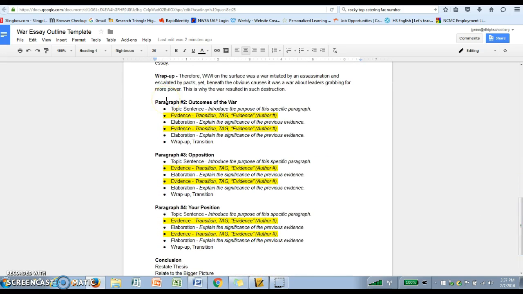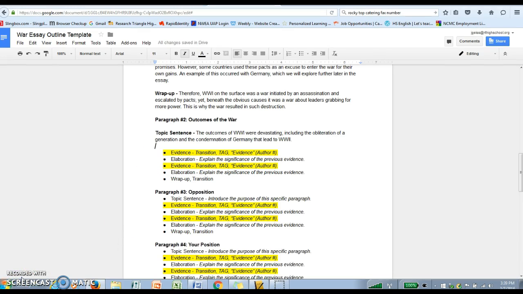So let's start talking about how you need to write your third body paragraph, which is about the outcomes of the war. Similar to your first body paragraph, this paragraph will be historical in nature. However, instead of talking about what the causes were of the war, you will write about what the outcomes of the war were. And also similar to the previous paragraph, you will have a topic sentence, 2 pieces of evidence, 2 elaborations, and a wrap-up.